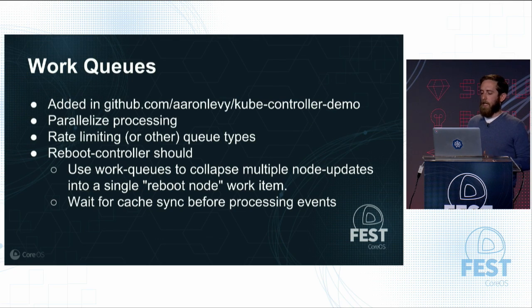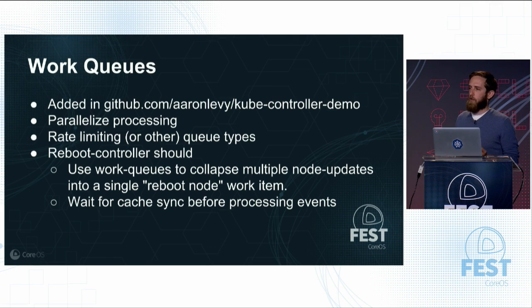Work queues. Last night I added an example of this to the example repo. These are in Client Go, and out of the box, you get things like easily parallelizing workloads, and some of the work queue types, like a rate limiting queue type. So you might try to process an event, and it might fail, and you want to re-queue it for processing, but you don't want to get into hot failure loops. It already does things like backing off the retries for you, and it's just useful out of the box.